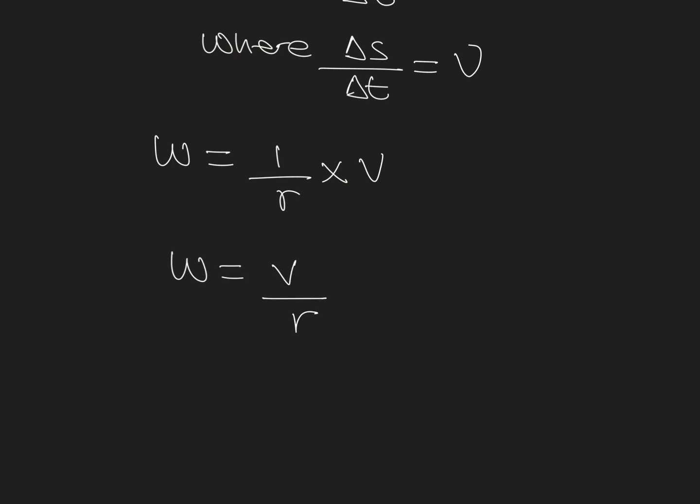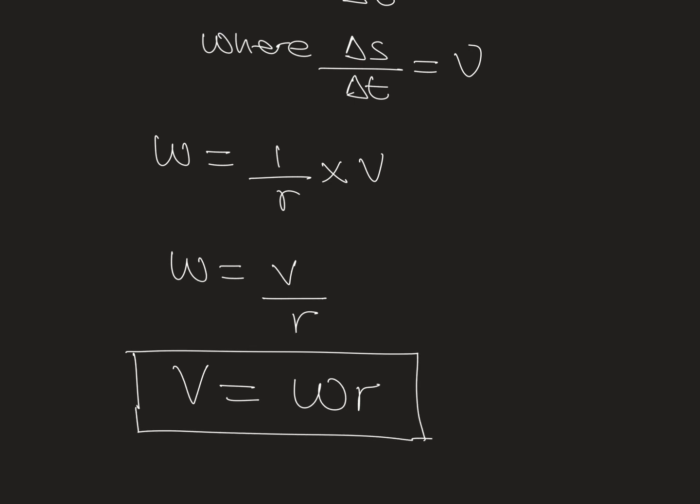So what we just have to do is to cross multiply. If we cross multiply, v becomes omega r. So this is how you prove that the linear velocity is equal to the angular velocity multiplied by the radius of the circle.